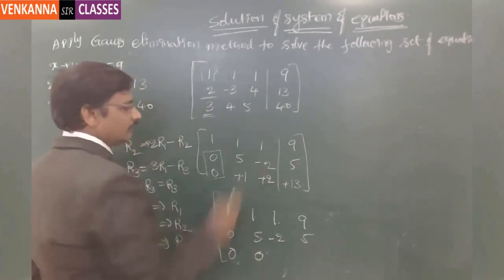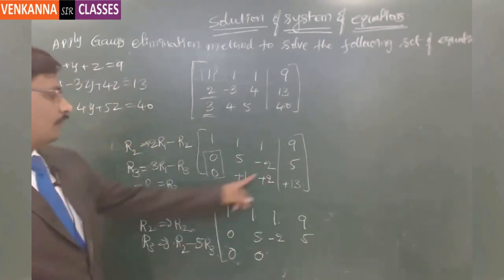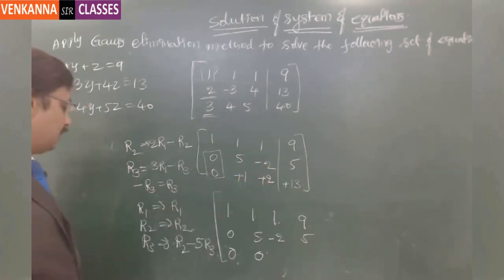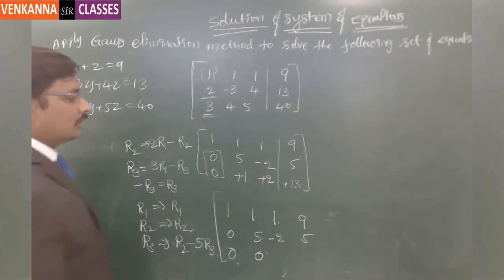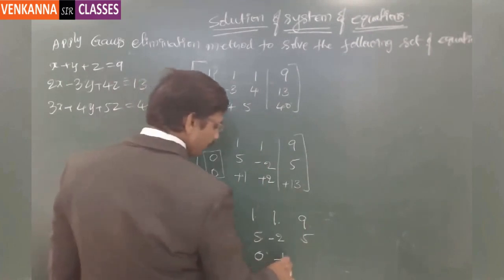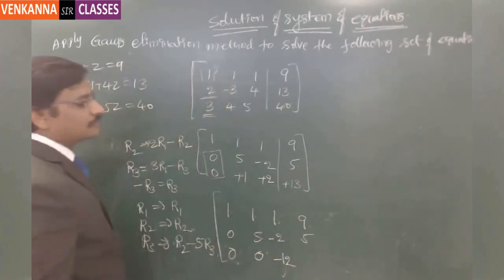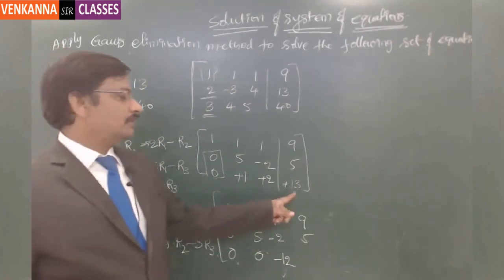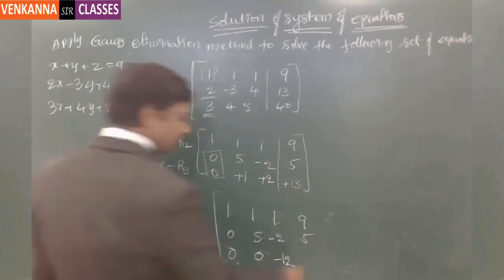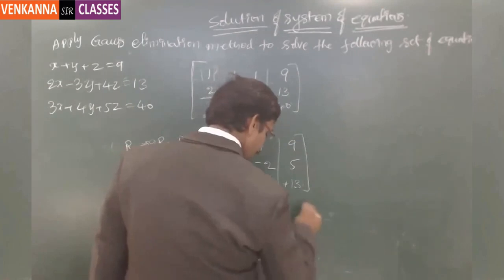And 5 times, so this is minus 2, minus 5 times R3 is 10. So minus 12. And then 5 minus 5 times 13 is 65. 5 minus 65 is minus 60.